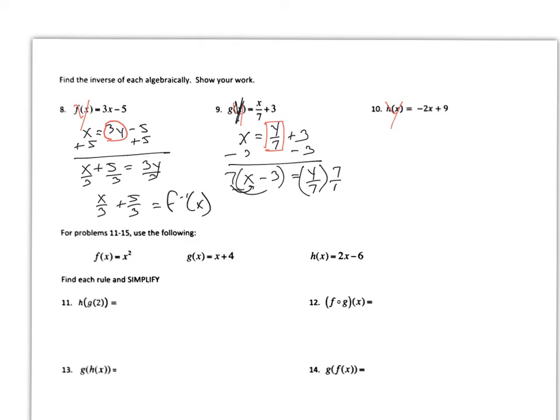This side we're going to distribute. So we get 7x minus 21. And on this side, we just have the y, but we know it's the inverse. So this is the inverse of g of x.